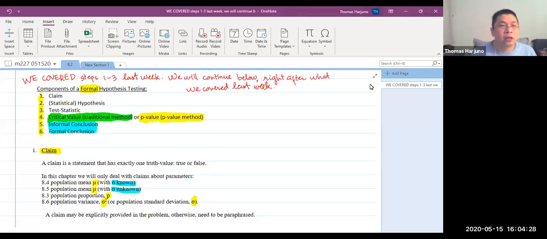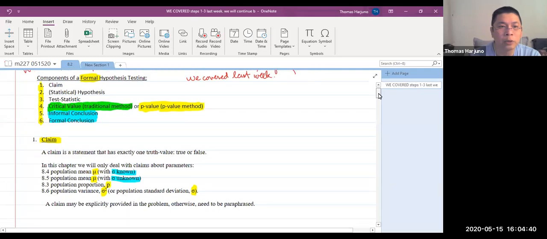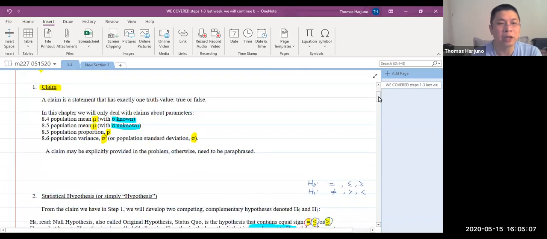This hypothesis testing consists of 6 steps, and last week we have done steps 1, 2, and 3. Step 1 is where we put the claim, which is a statement that has exactly one truth value, either true or false. In this chapter, we will deal with claims about the population mean with sigma known, population mean with sigma unknown, population proportion, and population variance.